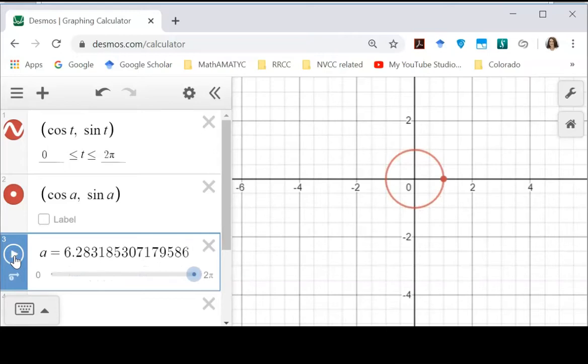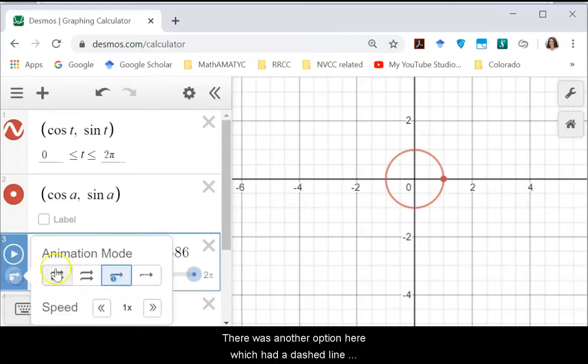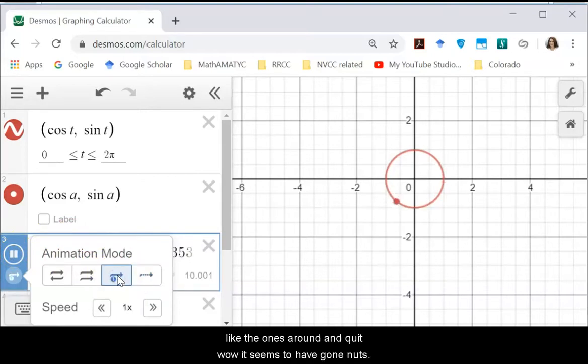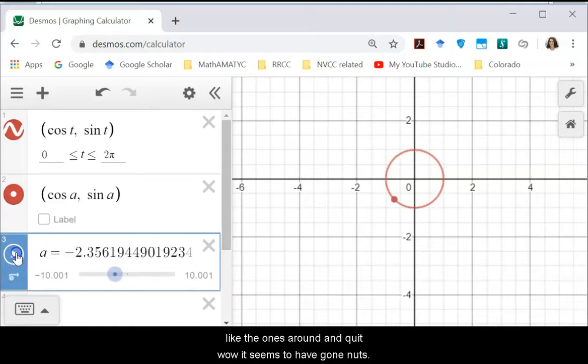And we're done. There was another option here, which had a dashed line. This will let it play indefinitely. I don't like that one. Instead, I like the once around and quit. Whoa, it seems to have gone nuts.